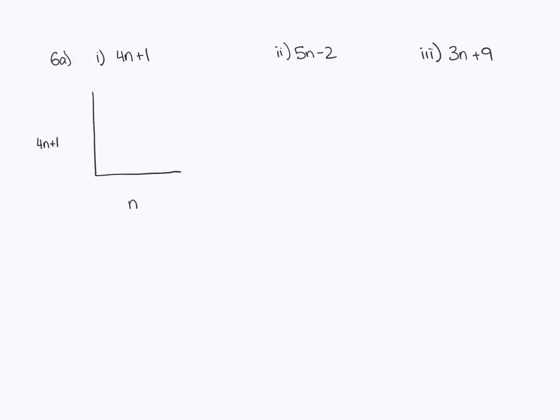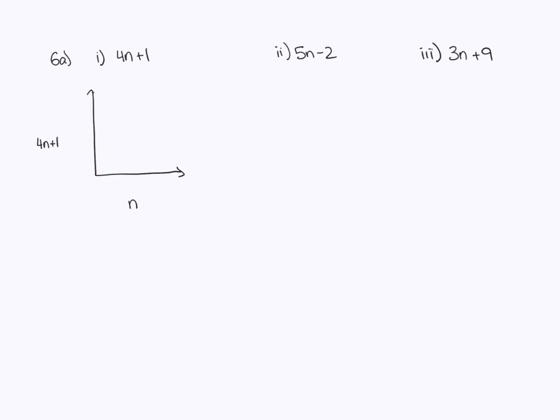Question number 6 is going to have you create a few different graphs. So they have 3 different expressions for you: 4n plus 1, 5n minus 2, and 3n plus 9. So your job is for each of them to create a graph. So I'm just doing a rough sketch to show you where things are. So n will be your x value, and 4n plus 1 will be your y value.